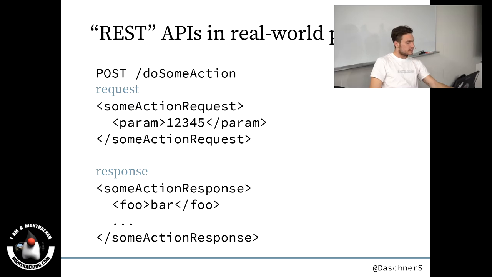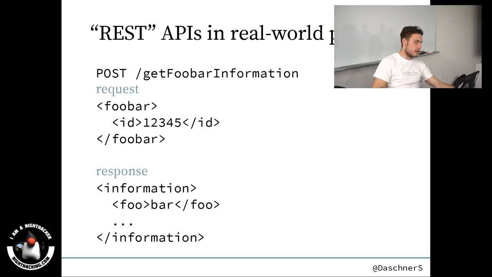And here you can see you're posting to some URL, which is called do some action, like a method or a verb, which actually performs something, like do something or make something. And you can see some request parameters and some response parameters, right? And if you look at it, it somehow feels like a method call over HTTP, right? Like an RPC, like a remote procedure call over HTTP. And probably this is not what REST is meant to be.